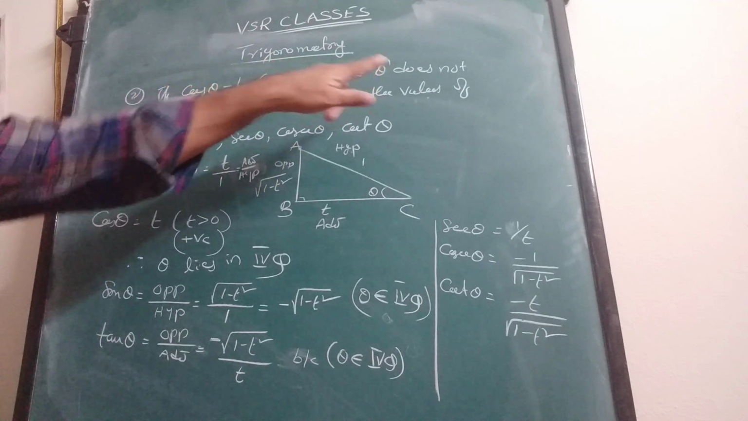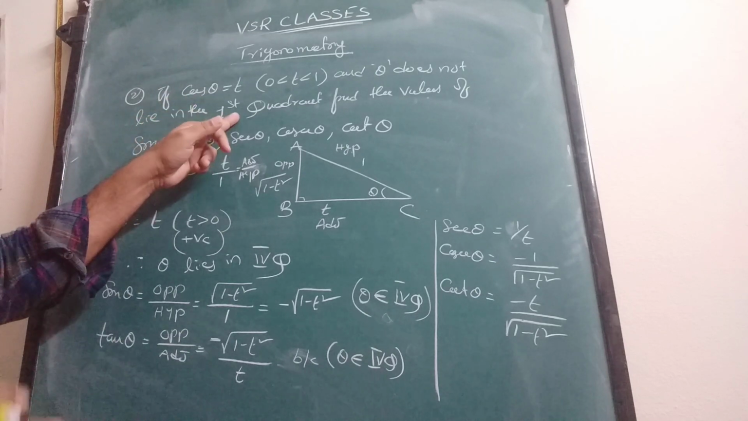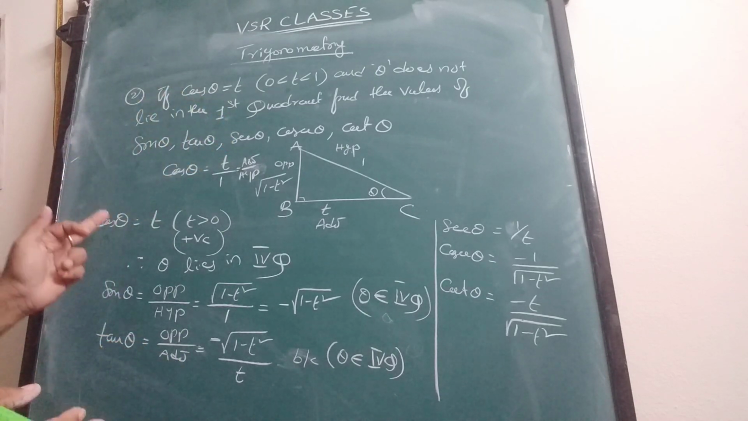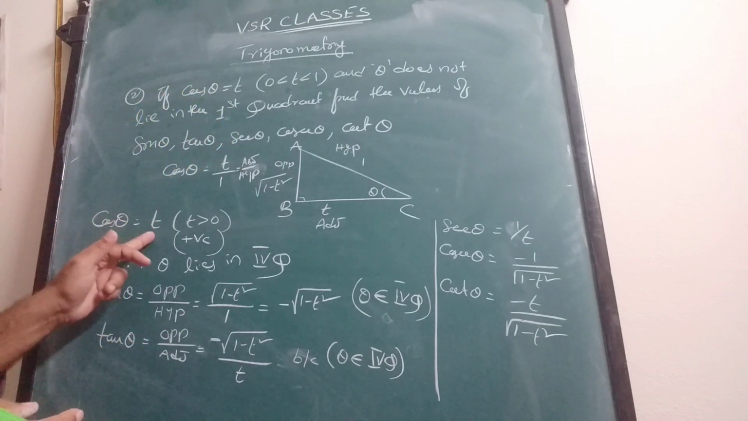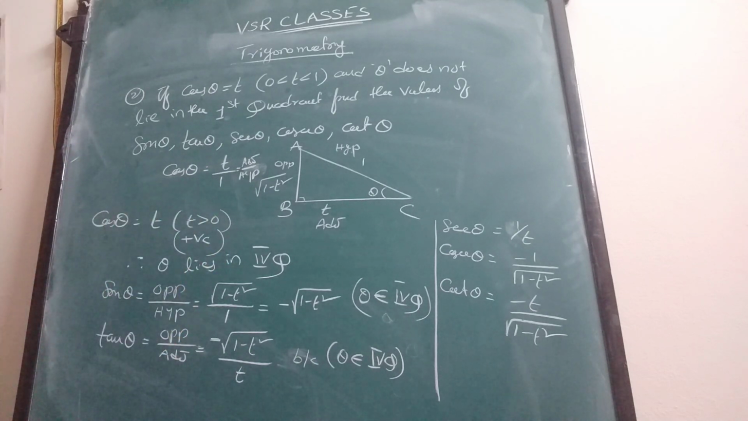It says the angle does not lie in the first quadrant. Then where does it lie?